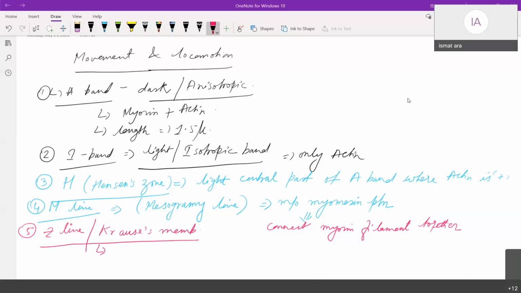Now, Krause was a German scientist. What is the function of this Z line? They bisect the I band, or actin. Or in other words, we can write that they help to connect actin molecules.